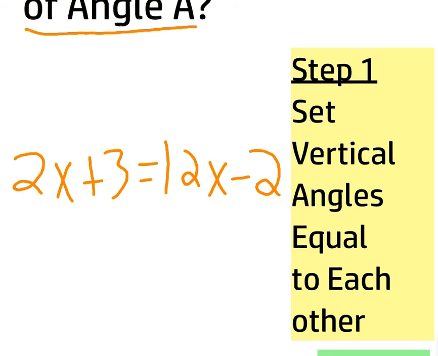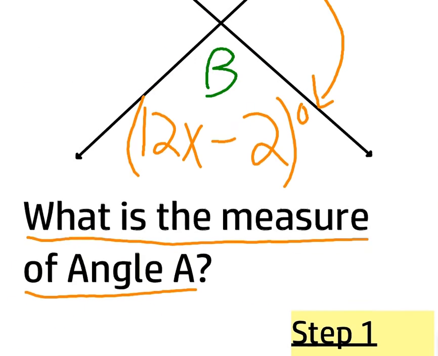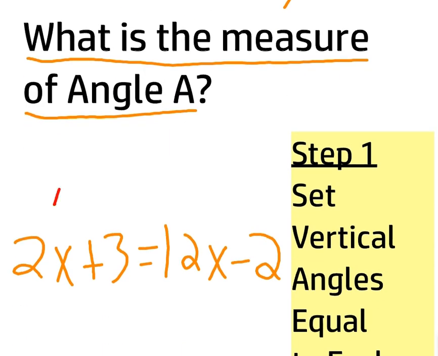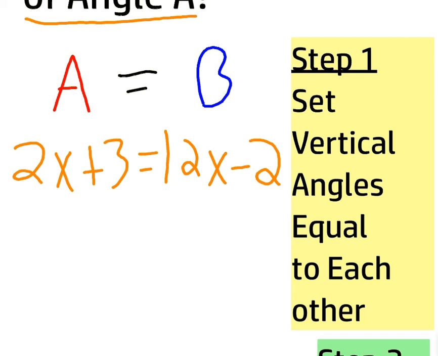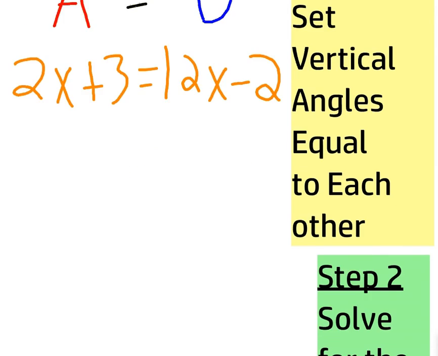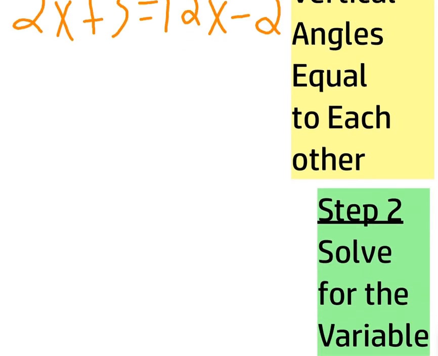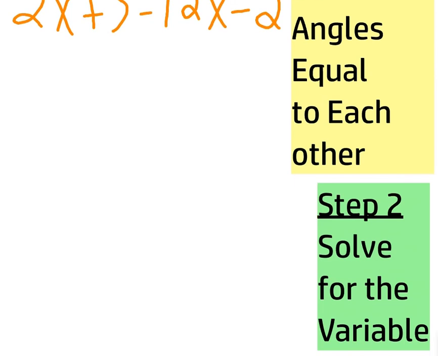And of course, you don't really have to do this, but A is the 2x plus 3, and B is the 12x minus 2, and they're equal to each other because they're vertical angles. So I'll give you a second to jot that down. The next thing we're going to do is solve for the variable.